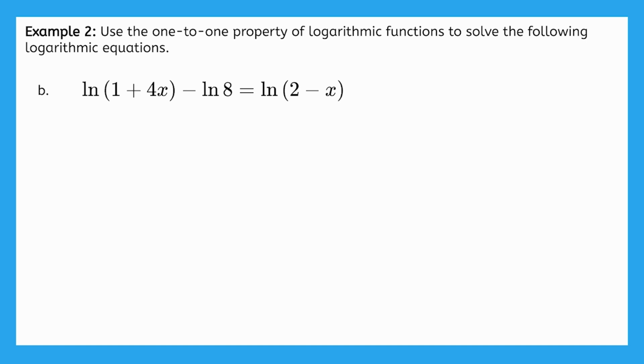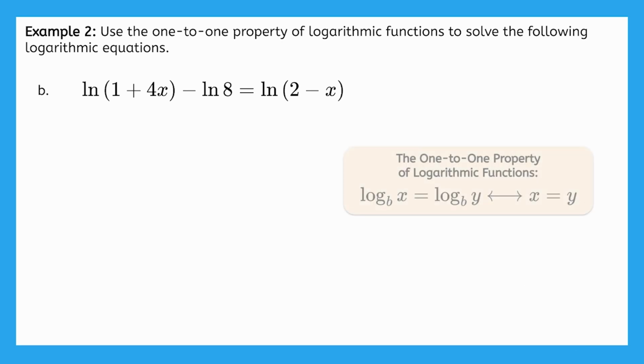To wrap up our lesson, let's apply the property to solve one last equation. ln of 1 plus 4x minus ln 8 equals ln of 2 minus x. Pause the video and give it a shot. Once again, before using the one-to-one property, we need the equation in the form log base b of x equals log base b of y.